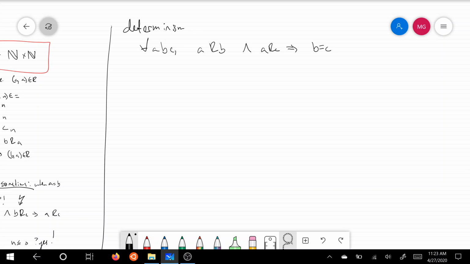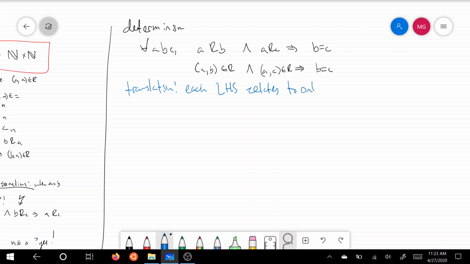Why is it called determinism? Let's think about this definition for a minute. I'll write it another way. So AB is in R, and AC is in R implies B equals C. What does this mean? So here's a translation. Each left-hand side relates to only one thing. It's determined rather than indeterminate.